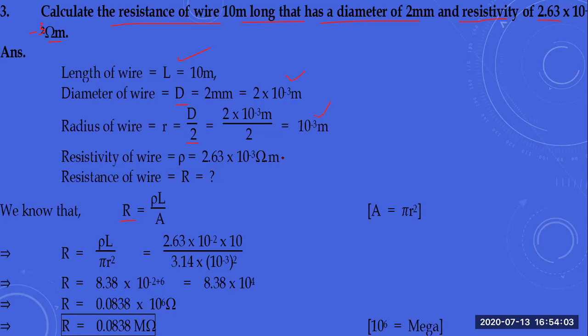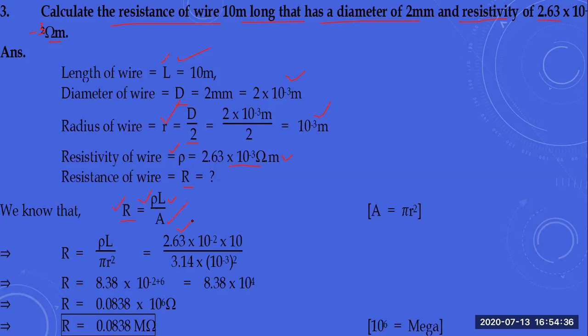The resistivity of the wire's material has its own value, that is 2.6 into 10 raised to the power minus 3 ohm meter. So this is the unit of the resistivity. Here is the resistance formula used to calculate. If you know the resistivity of a wire, the radius of the wire, and the length of the wire, then the formula is length divided by the area of cross section, multiplied by the resistivity. Then you can calculate the resistance of the wire.